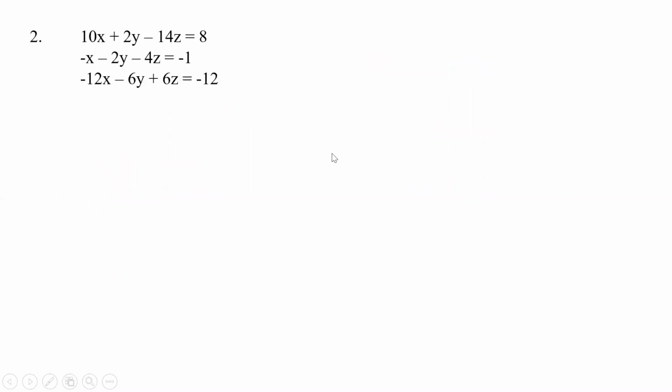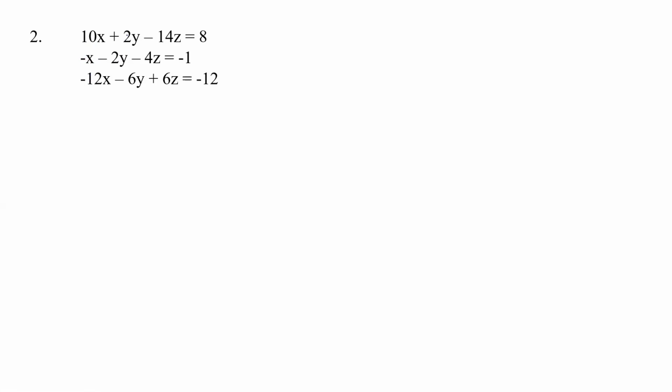All right, so what about the next one? We have 10x plus 2y minus 14z equals 8. Then we have minus x minus 2y minus 4z equals negative 1. And then minus 12x minus 6y plus 6z equals negative 12. So looking at this, what would I do? Well, I could easily get from here to here and here to here. But that would be multiplying by a factor of 10 and multiplying by a factor of 12.